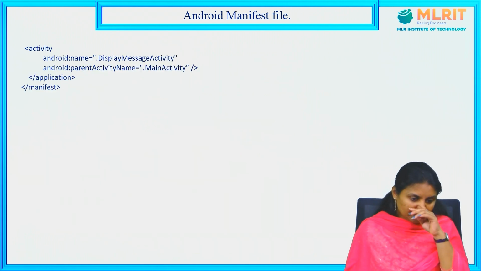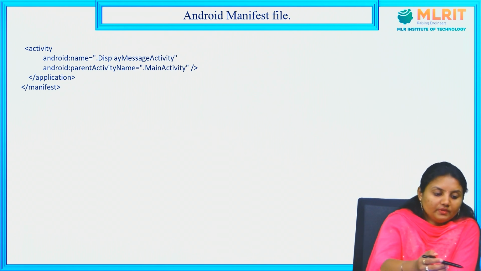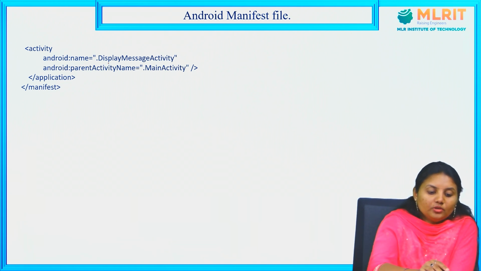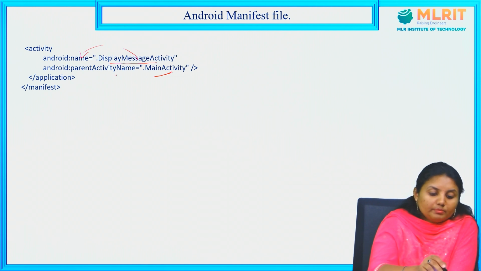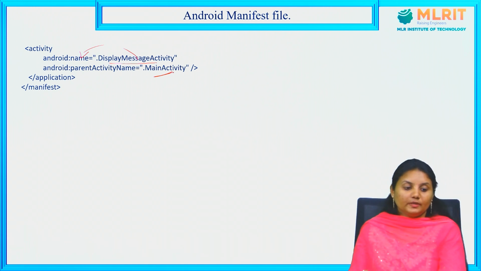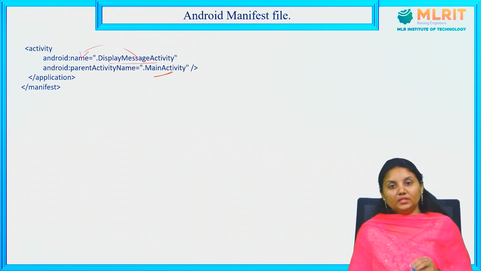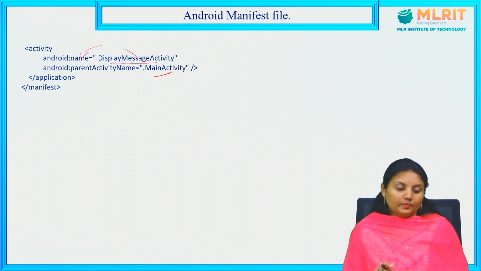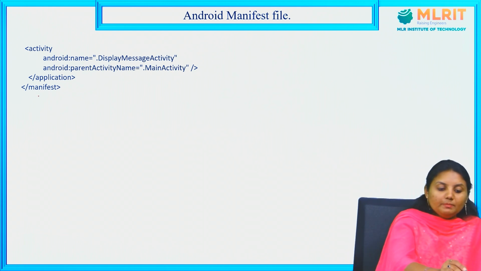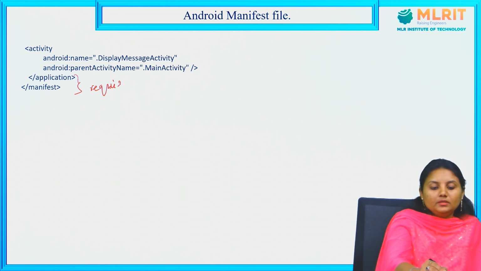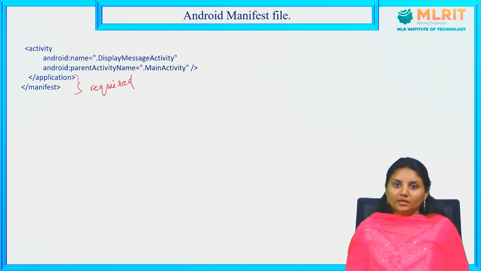So this is just a continuation of that. We have given under activity with the android name DisplayMessageActivity. So the android name, this activity will be extracted. Under this activity, you are extracting the Java. Parent activity name is .MainActivity. And this DisplayMessageActivity will be the child, means another Java program. So like this, you can bind multiple programs also. But the root tag will be manifest. So these two, application and manifest, are required. All others are customized based upon the user requirement.